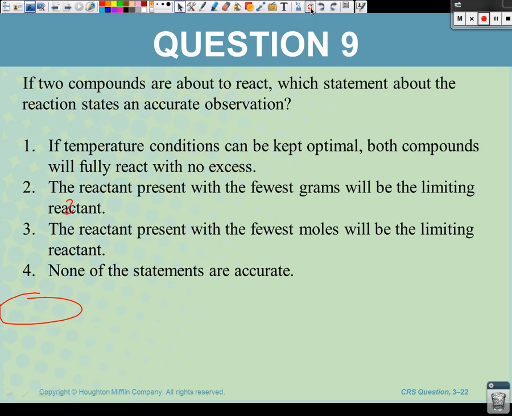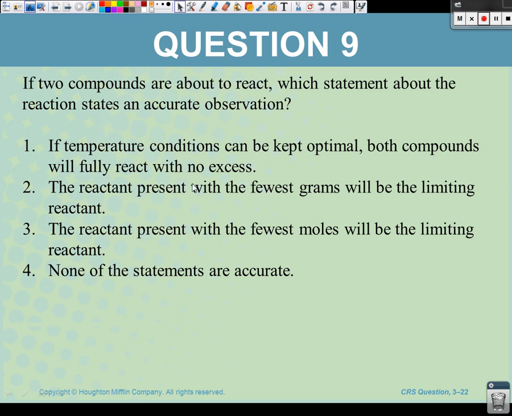Number 2, the next one. If 2 compounds are about to react, which statement about the reaction states an accurate observation? If the temperature conditions can be kept optimal, both compounds will fully react with no excess. The reactant present with the fewest grams will be the limiting reactant. The reactant present with the fewest moles will be the limiting reactant. None of these statements are accurate. Can you ever say just because it has fewer grams it's going to be the limiting one? No, that is definitely not true.